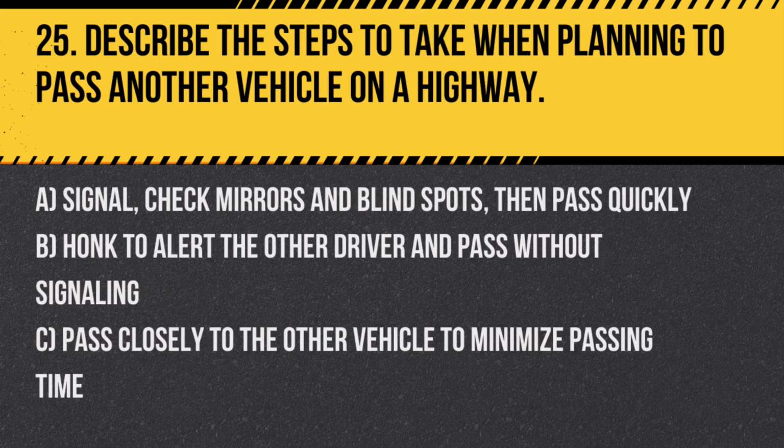Question 25. Describe the steps to take when planning to pass another vehicle on a highway. A. Signal, check mirrors and blind spots, then pass quickly. B. Honk to alert the other driver and pass without signaling. C. Pass closely to the other vehicle to minimize passing time. Answer A. Signal, check mirrors and blind spots, then pass quickly. This ensures safety and clarity of intent while passing.